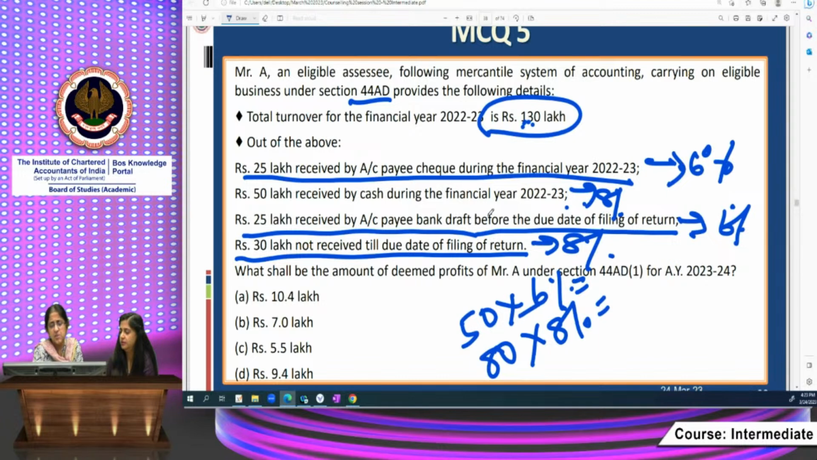So 50 lakh into 6% is 3 lakh. 80 lakh into 8% is 6.4 lakh. So this is 9.4 lakh. Is it clear?